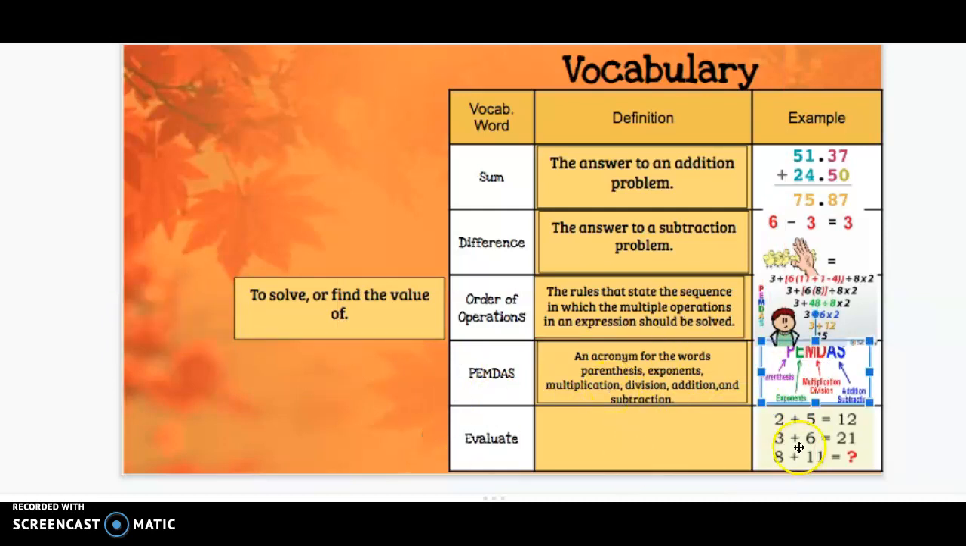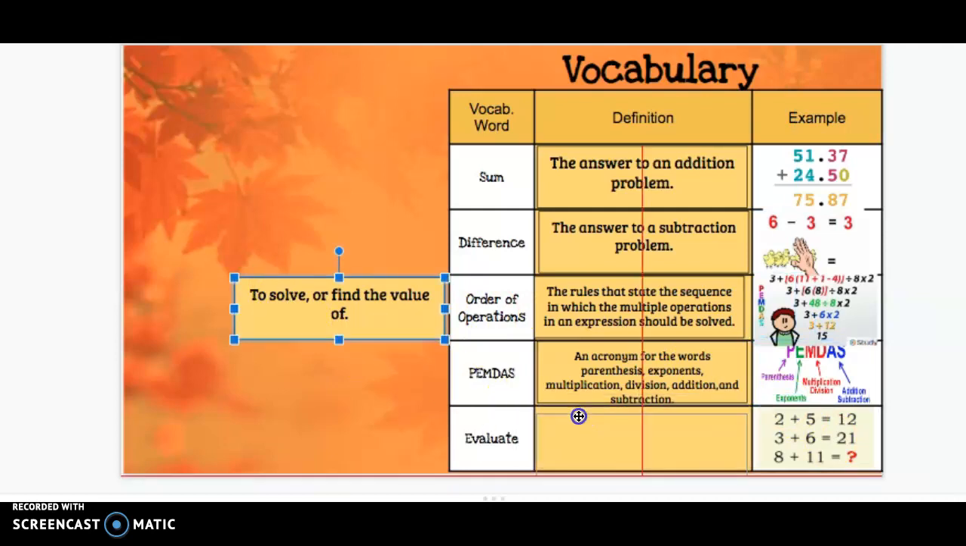And then you have the word evaluate. If you notice, they're doing 2 plus 5 equals 12. 3 plus 6 is 21, and then 8 plus 9, they're asking you what would that be, and you would say 19. Evaluate is just a fancy word to say to solve or find the value of. Okay, so evaluate would be to solve.